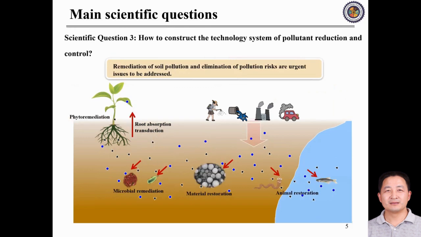After understanding the toxicity and the risk of pollution, how to build a system of pollution abatement and containment is the third key scientific question. Some of the remediation methods include plant remediation, animal remediation, microbial remediation, and materials remediation.